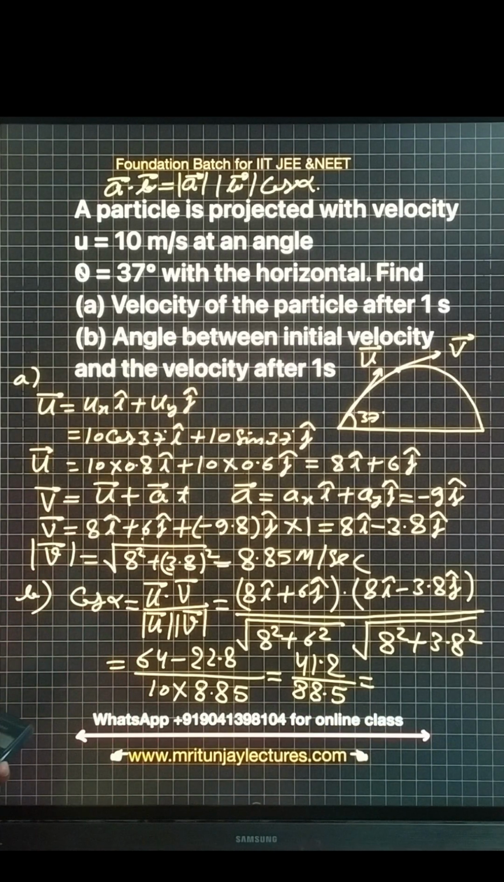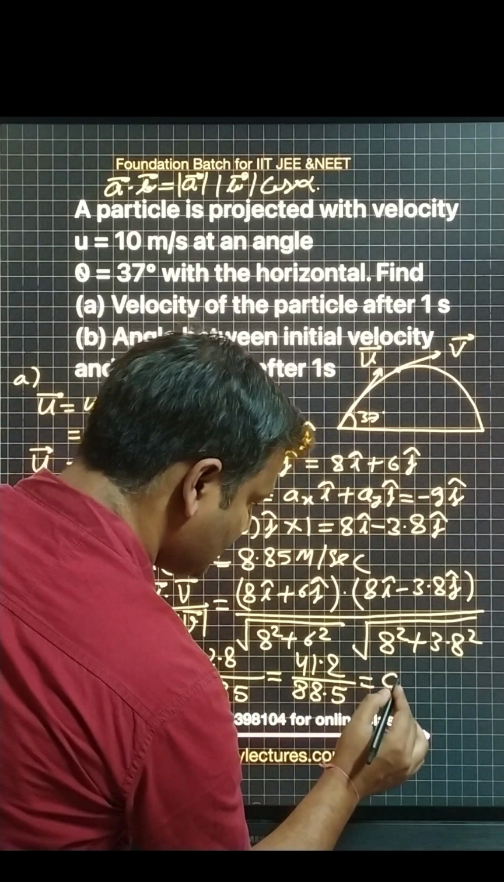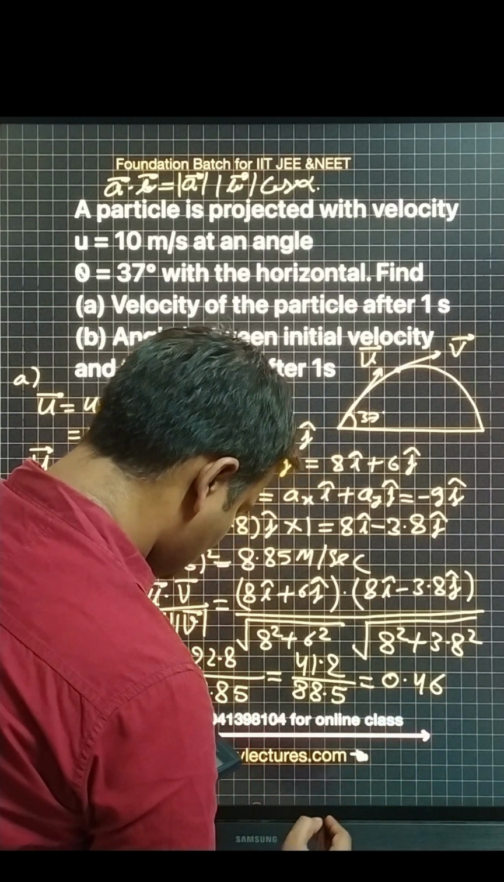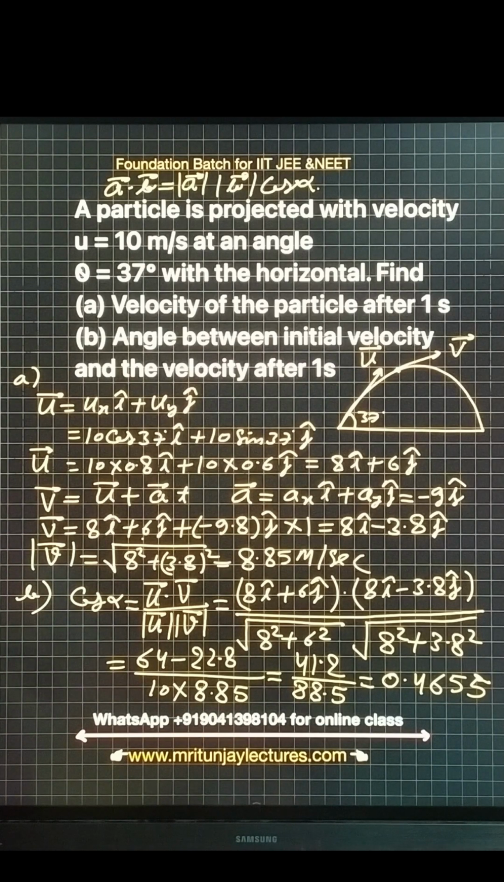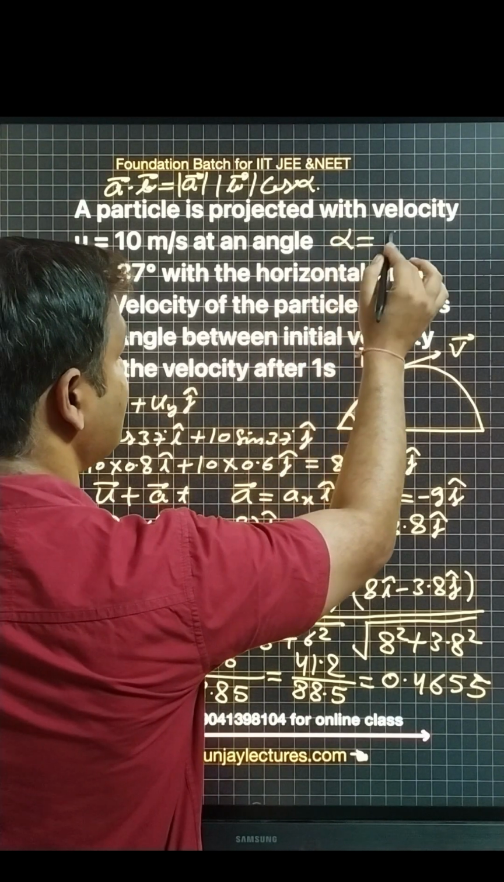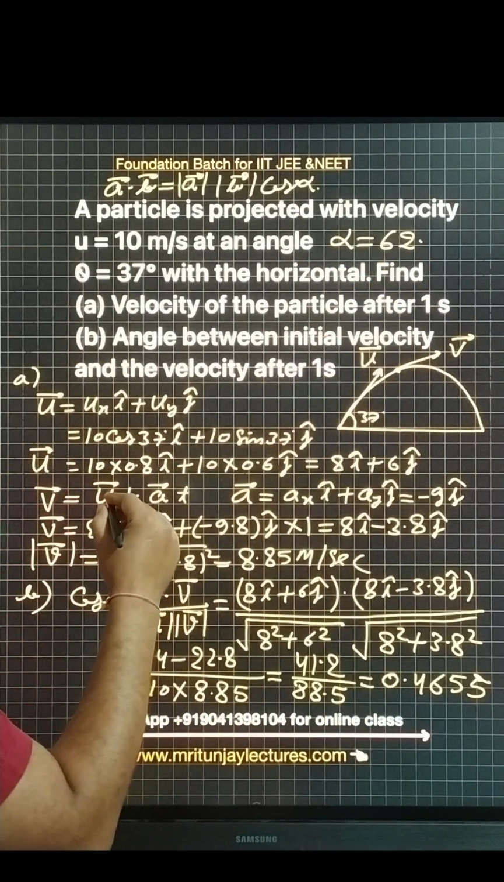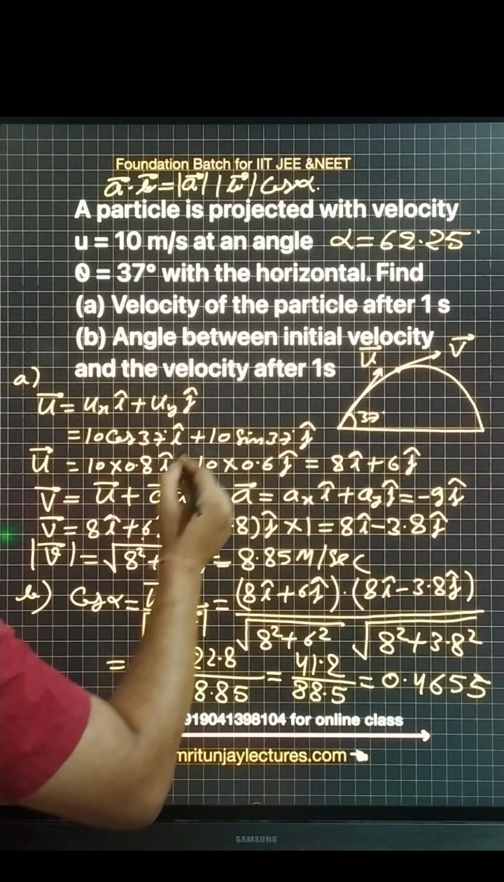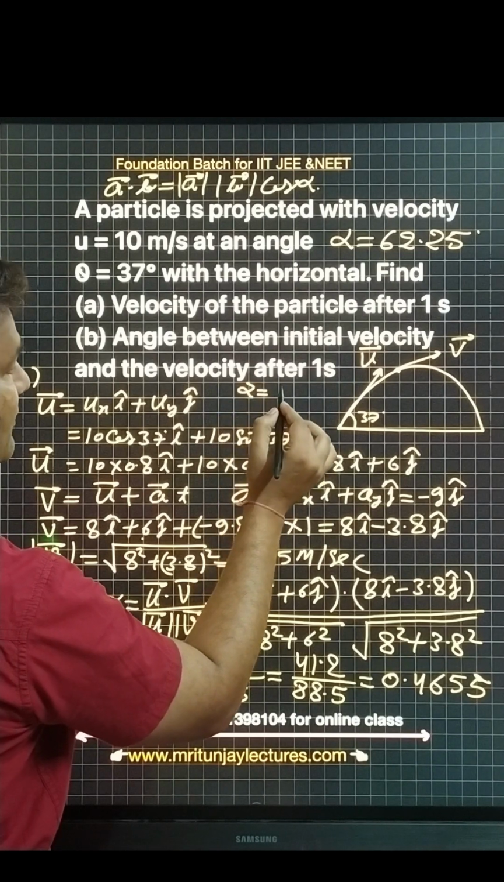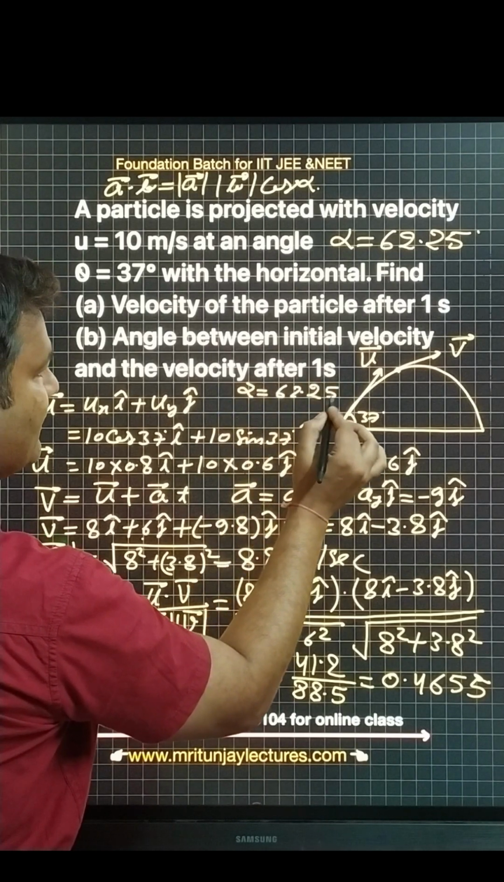So what about that value? Divided by 88.5, that is 0.46, 0.4655. So what about alpha? Finally that is cos inverse of that, which is 62. So alpha is finally 62.25 degree. Okay, so clear or not? Alpha here will be equal to 62.25 degree.